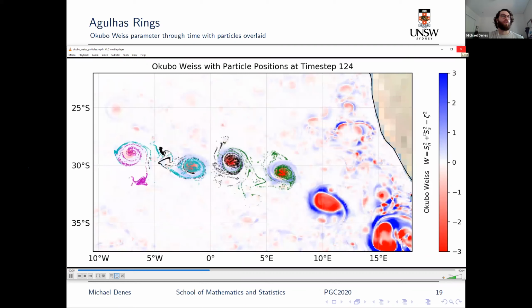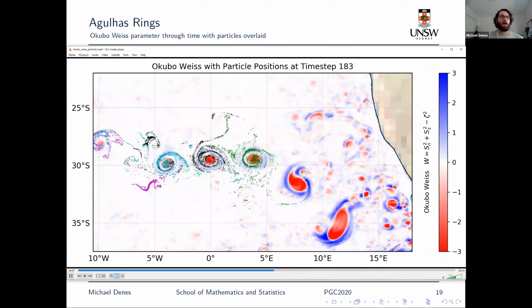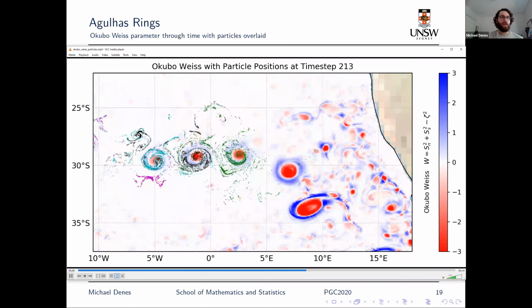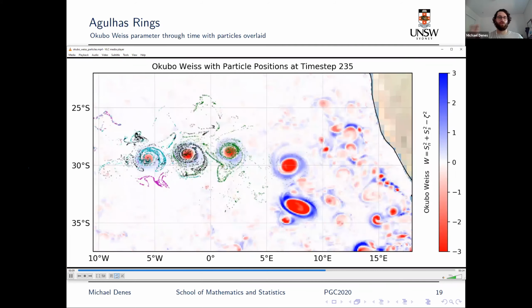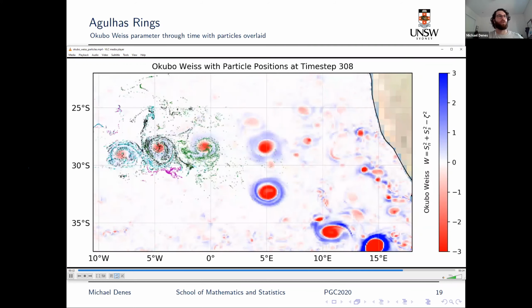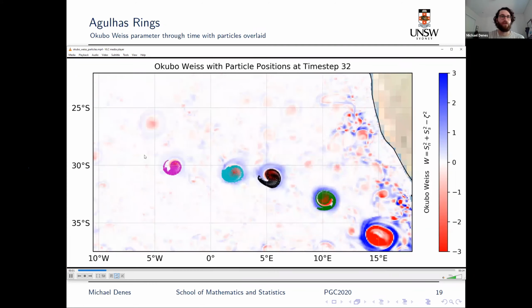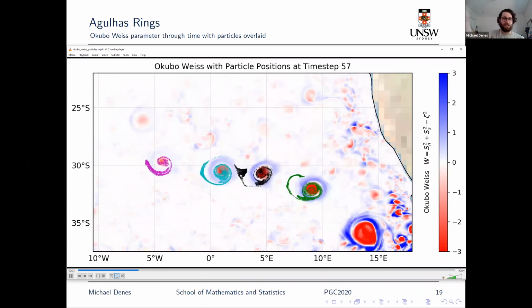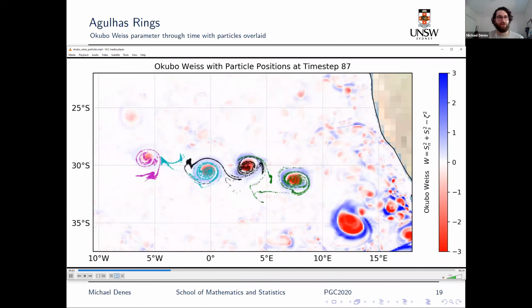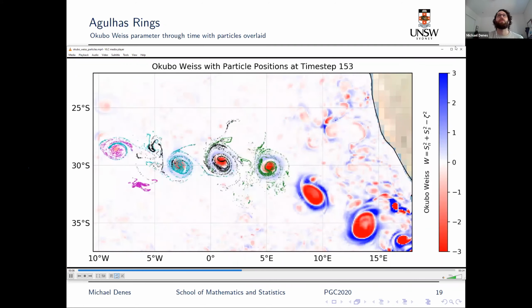So what we want to do is understand each of these eddies independently, but also as a train of eddies. So I think my title's Agulhas Rings, a relay race. The way we can think of this is a relay race where each eddy is passing a baton of material to the eddy in front of it and transporting that through.